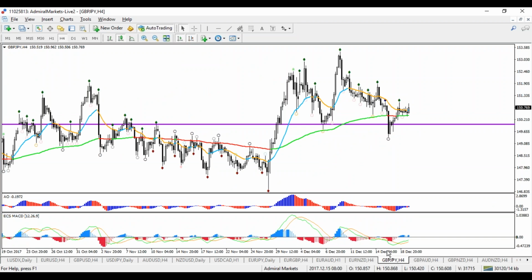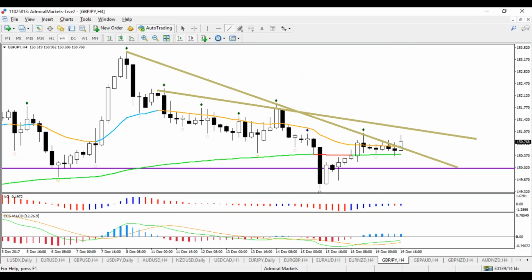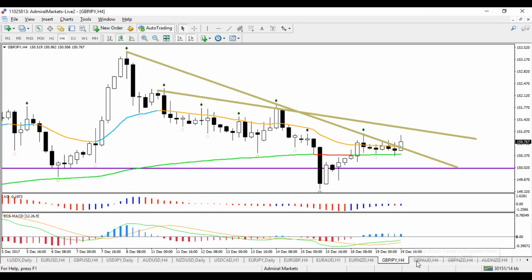All right. Pound yen, yeah, I thought could be ready for a breakout to the upside if it breaks through these trend lines. Let's see.